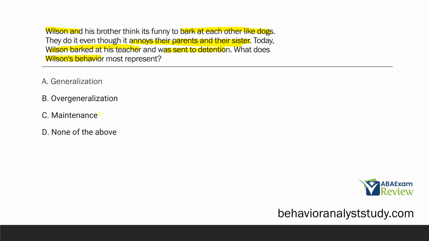He can't be barking at his teacher like he does his brother. And then maintenance. Maintenance always assumes we've taught the skill. So if you're going to pick maintenance, make sure we're talking about teaching a skill and then stopping teaching a skill. In this case, yes, Wilson's behavior generalized, but we're looking for the most representative answer choice, and that is overgeneralization. And you might say, well, that's being very picky. It is. You want to be picky on the exam. You need the best, most precise answer.